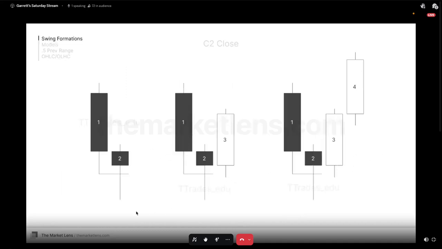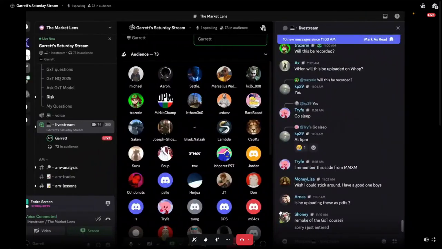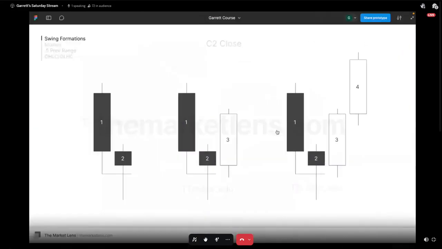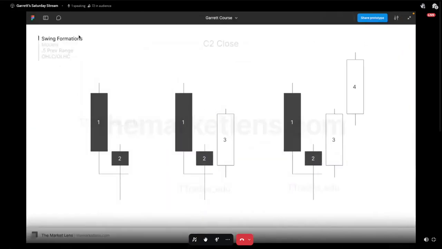So now going into some more basic stuff. Now we're on to swing points. This is going to be super basic, but we're going to put it all together. Let me just make sure we're good here. Are we good here? Yes, we are. Okay, all right, so now we're on to swing formations.